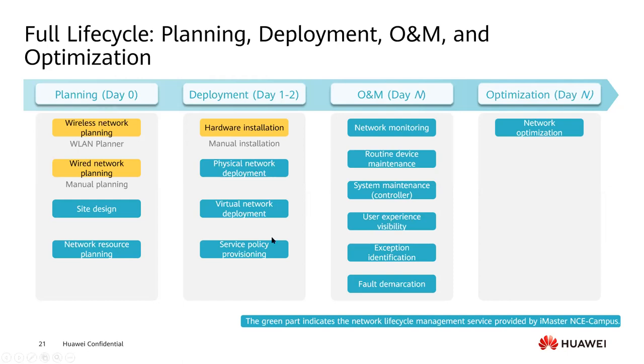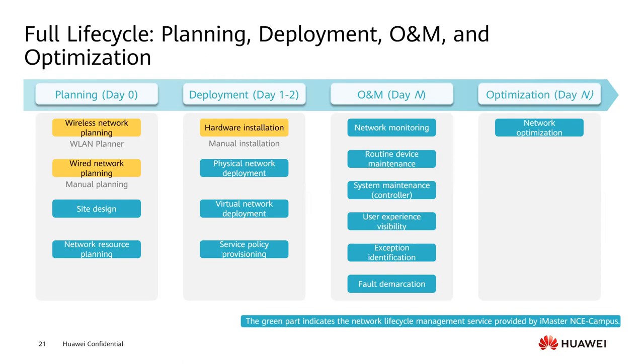And these three jobs will be done by our MSNC campus controller. And then after the deployment is finished, the network enters the O&M stage. The MSNC campus controller can support the network monitoring, routine device maintenance, system maintenance, and also the user experience. It can support user experience visibility and the exception identification, and it can locate the faults. And then the optimization. It needs the controller and the campus insight analyzer to work together.